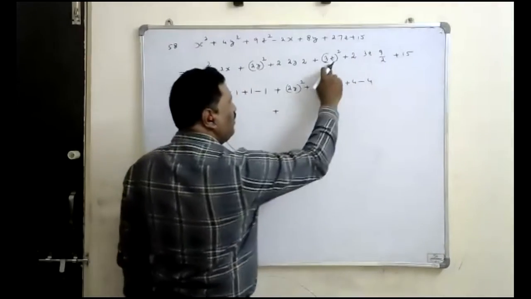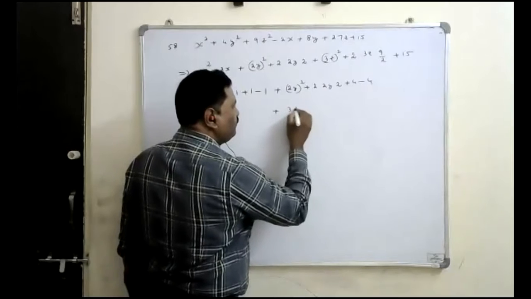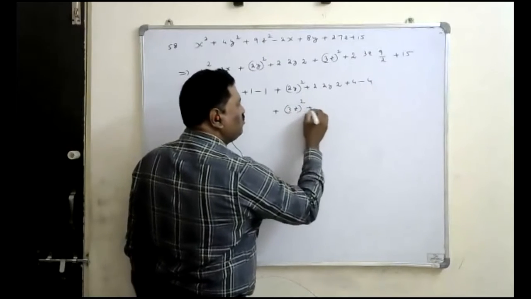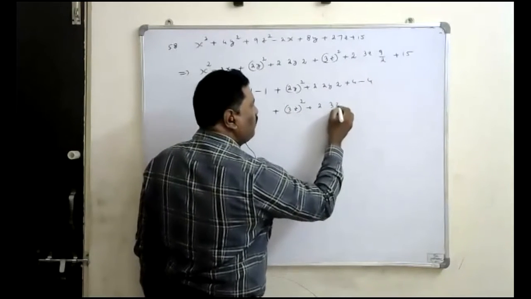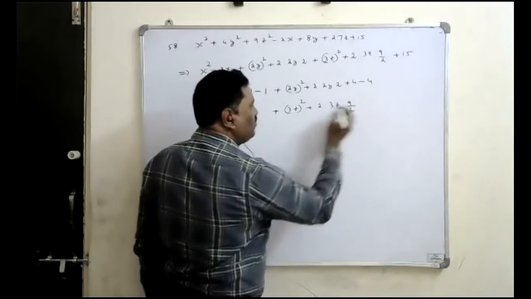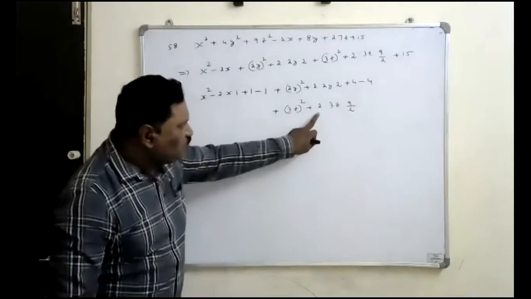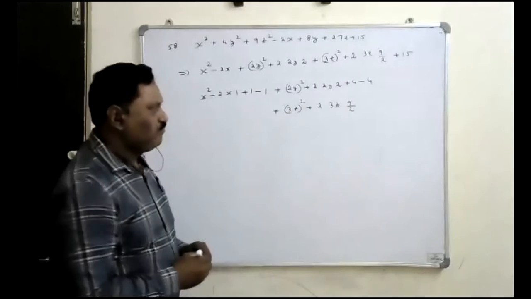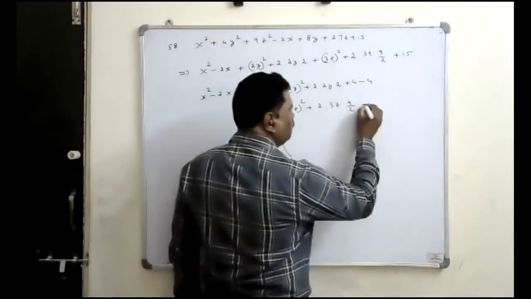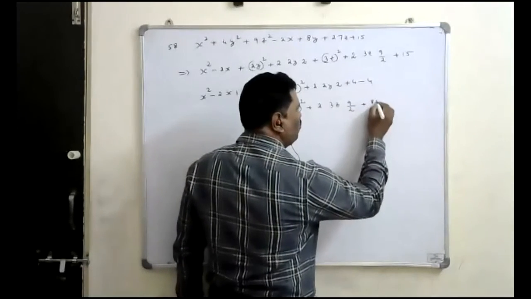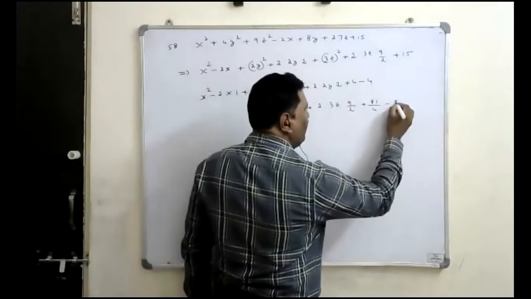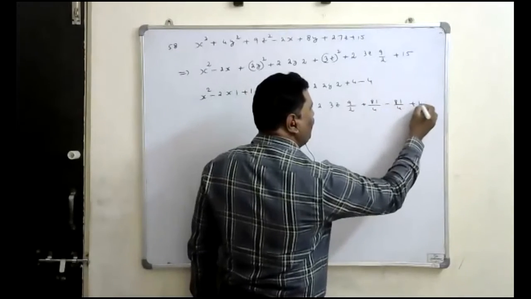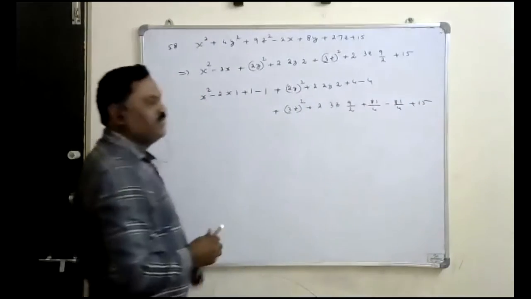Plus, here it is 3z whole square plus 2 into 3z into 9 by 2. It is also in the format of a square plus 2ab. Further, what we require? क्या चाहिए आगे? 81 by 4. 81 by 4 चाहिए. It is not there. Add it and subtract it. Plus 15, that 15 constant add on separately.